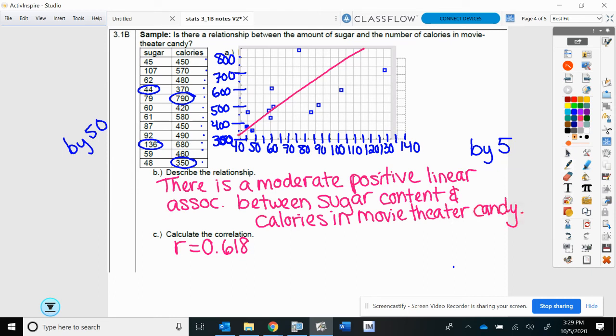Unusual points, not really. I mean, because there's some on both sides, so it's not really all that unusual. So I'm pretty much good right there.